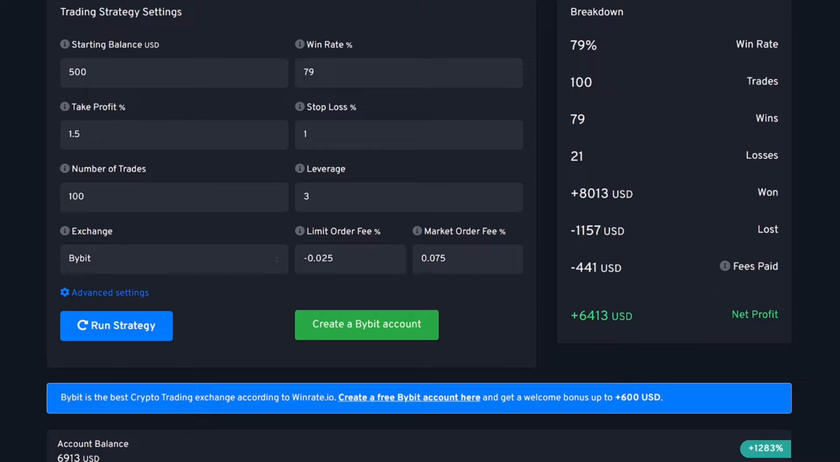Here are the results, and I don't know what else you'd expect from a strategy. That's it for today's breakdown.